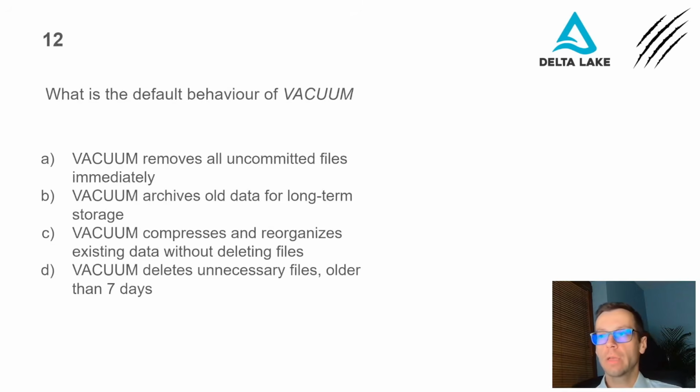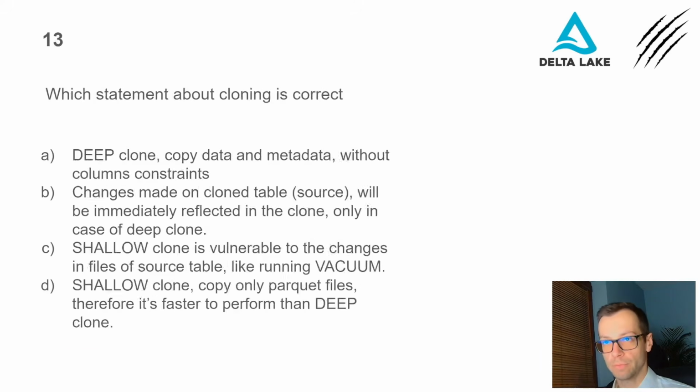12. What is the default behavior of vacuum? And you can read it by yourself. Someone spent a lot of effort in figuring out those possible answers. It's not tricky to figure out the fake answers, really. And 3, 2, 1. The correct answer is, of course, D. Vacuum deletes unnecessary files older than 7 days. That's the default behavior, the default time frame of vacuum.